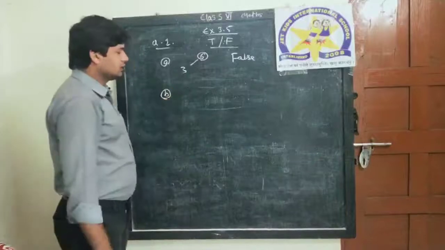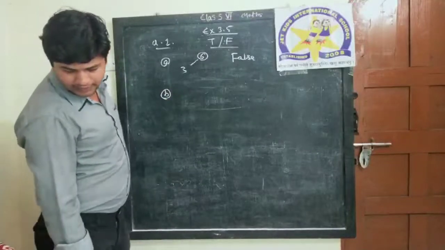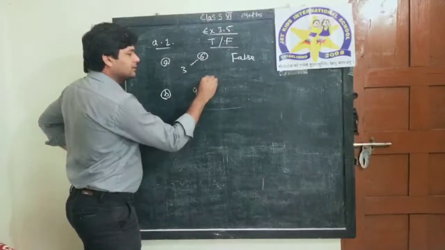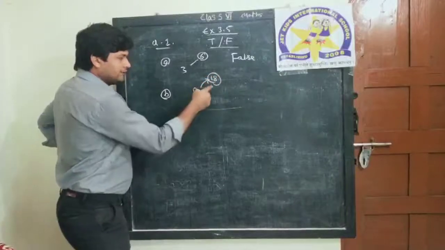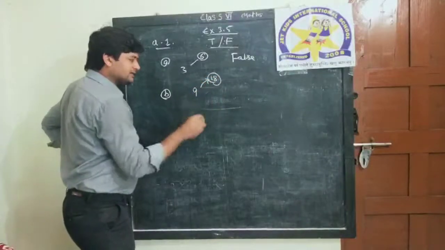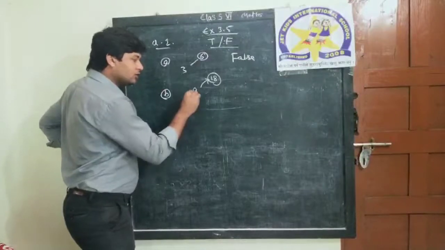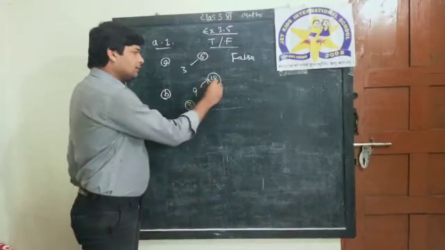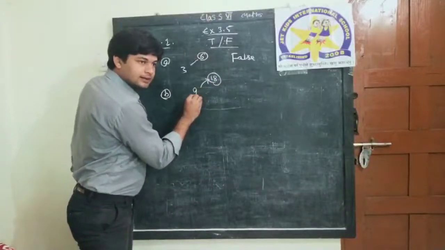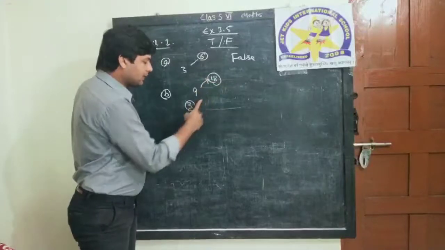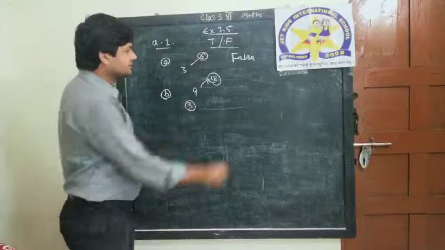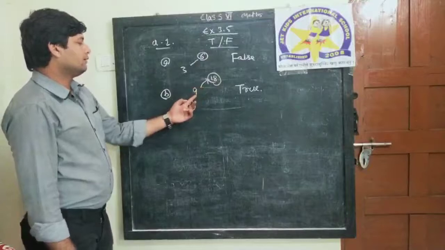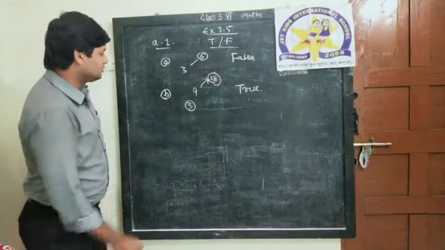B, the reverse question. If a number is divisible by 9, it must be divisible by 3. If a number is divisible by 9, for example 18, it must be divisible by 3. Yes, it will be divisible by 3. Why? Because 3 is a factor of 9. In the previous video, we have seen that if a number is divisible by any other number, it will also be divisible by the factors of this number, right? So yes, it is true. That means if the number is divisible by 9, it will be divisible by 3 also.